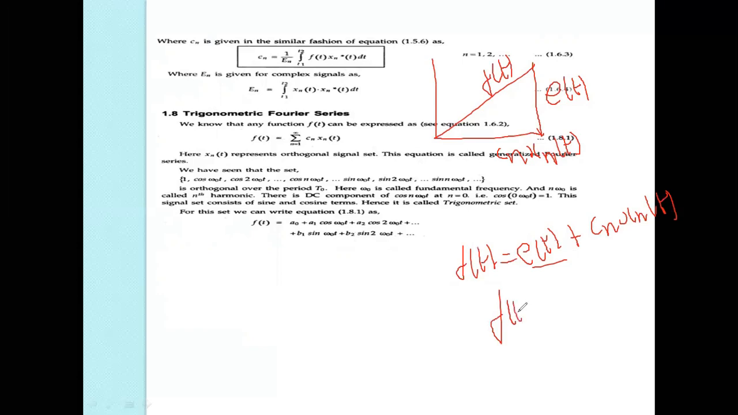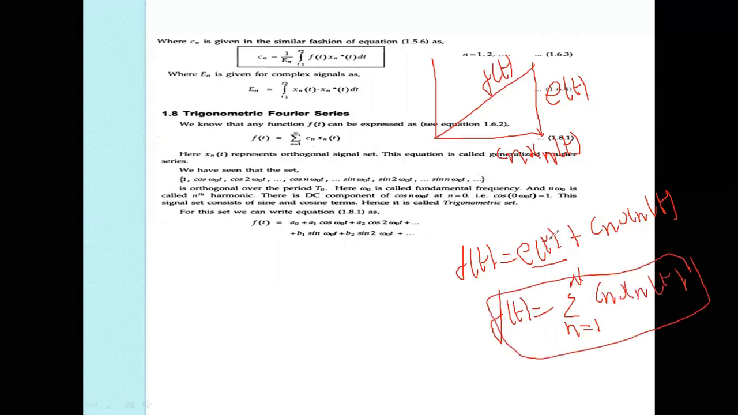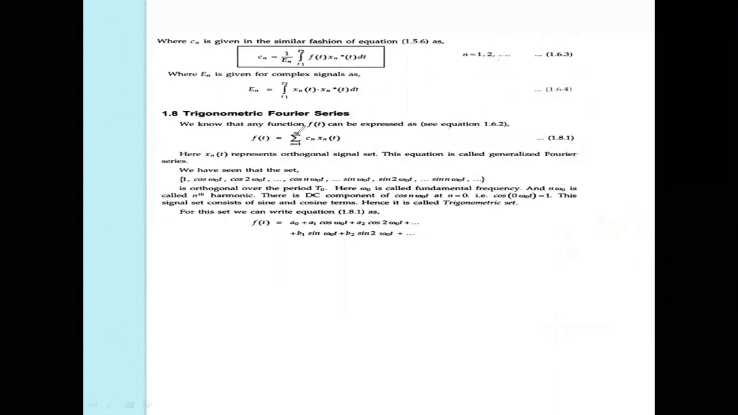So f of t is equal to sum of n is equal to 1 to capital N cn xn of t. Okay, to find the trigonometric Fourier series, use this function. So f of t is equal to sum of n is equal to 1 to N or 1 to infinite. When this is infinite, then only we can say it is a complete set of orthogonal signals, also called a generalized Fourier series. An orthogonal signal set xn of t, and this equation is called generalized Fourier series.